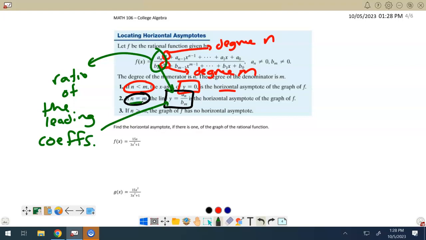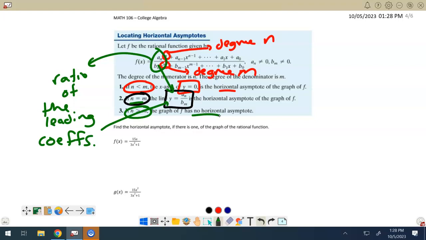And then the last case, which I marked up on here: if the degree of the numerator is bigger than the degree of the denominator, there is no horizontal asymptote because it will be the third type. It'll be what's called oblique, at least what we called it in the old textbook. Could be diagonal, whatever. It's a diagonal line instead of a horizontal line.